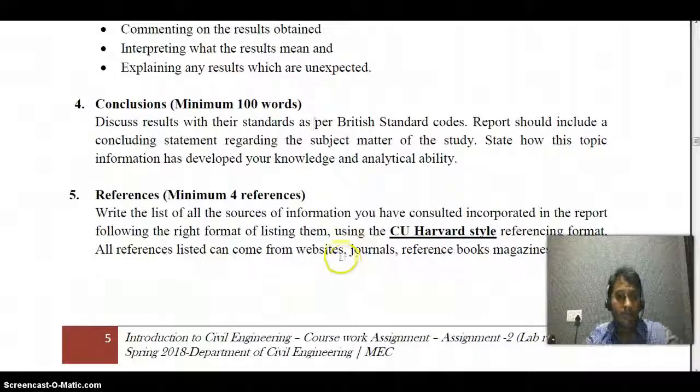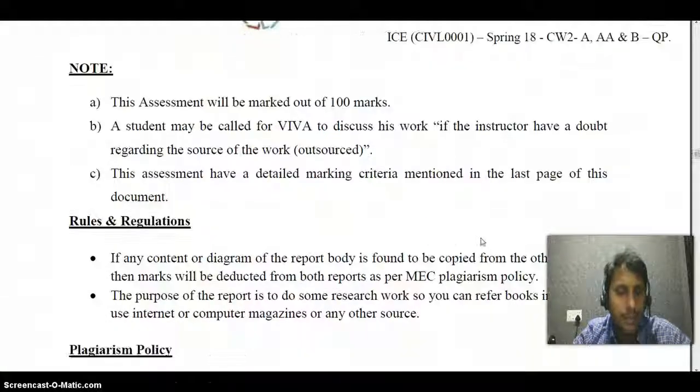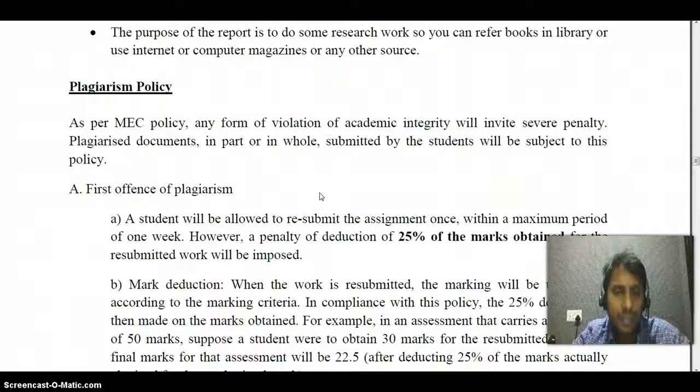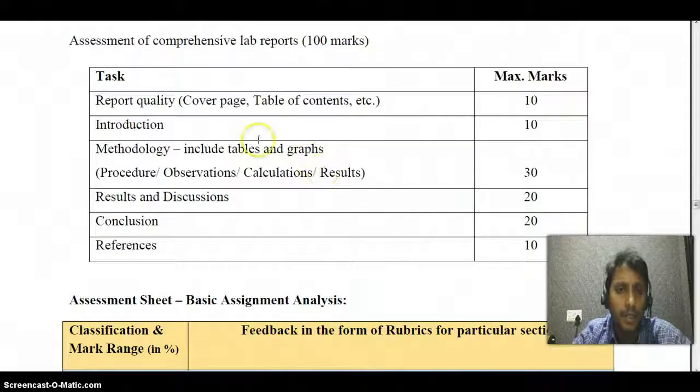Now coming to references, as we discussed before, whatever information you have gathered from various sources, you need to refer to them using CU Harvard style referencing. Kindly check CU Harvard style referencing uploaded on the Moodle and sent through a mail. The same thing should not be outsourced, and all are same as the case study, because I explained it in detail in the case study. I am not going to waste time again. The plagiarism policy, the late submission policy and all. This is the main important.